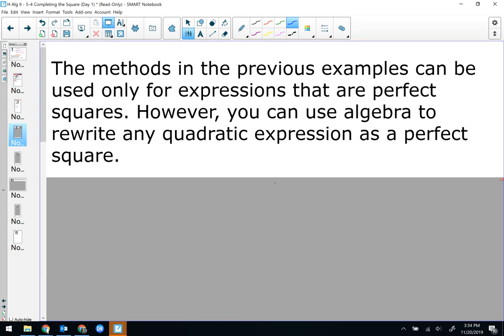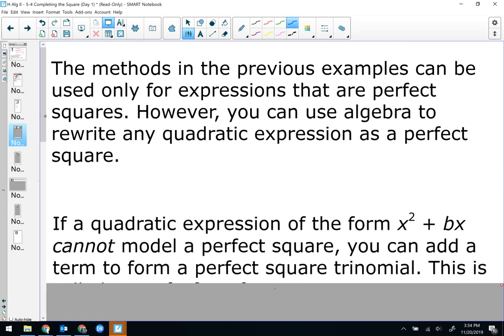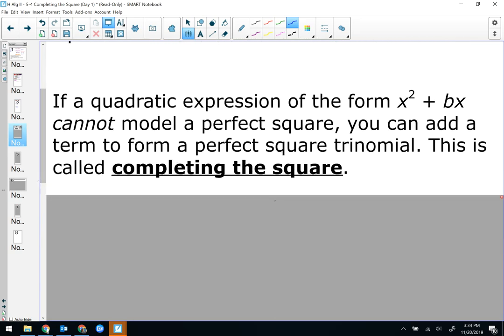The methods in the previous examples can be used only for expressions that are perfect squares. However, completing the square is kind of like square peg, round hole. I am forcing the square peg into the round hole. I am forcing every single quadratic to become a perfect square. You can do that. I promise you, you can do that. Okay? And that's what's called completing the square.